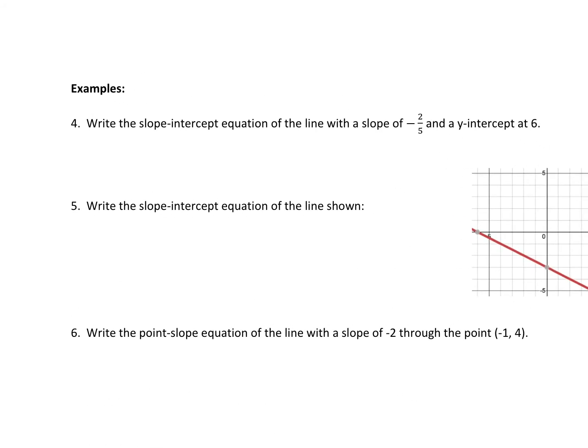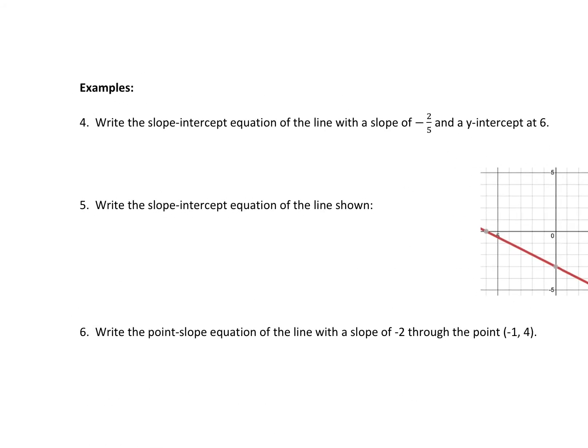So please pay attention to the form that's asking for. When we say slope-intercept form, we're talking about y equals mx plus b. Why is that?